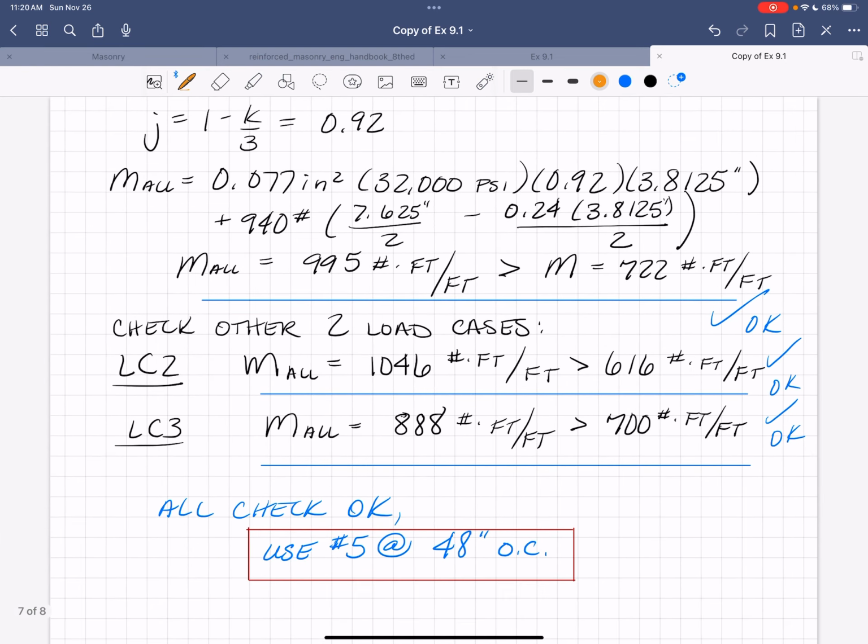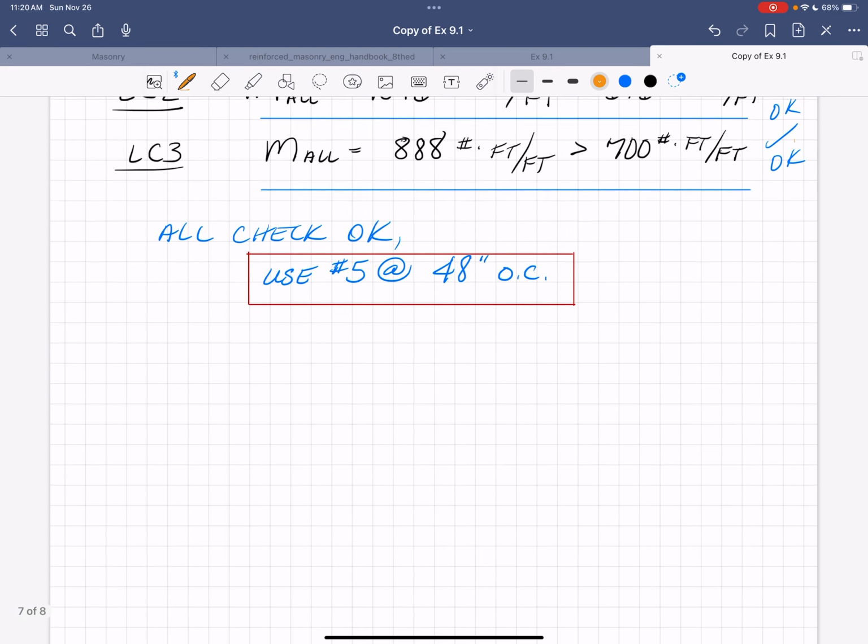Now let's go ahead and find the other terms I need for the moment allowable. I need J, which is 1 minus K over 3. Plug everything into the moment allowable equation, and I got 995 pound-feet per foot. And for load case 1, the actual was 722. So with my steel that I chose, I'm good on that one. Then I do the same thing for each of the other 2 load cases, and I found out those both work. So all those checks worked out.